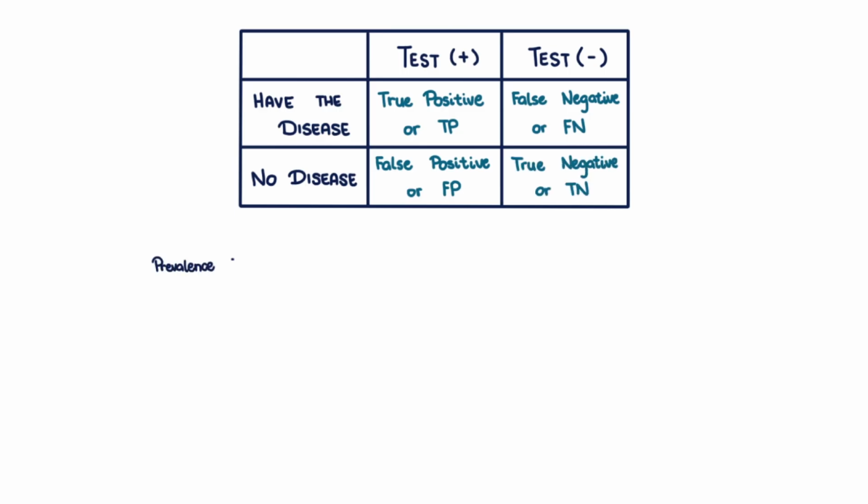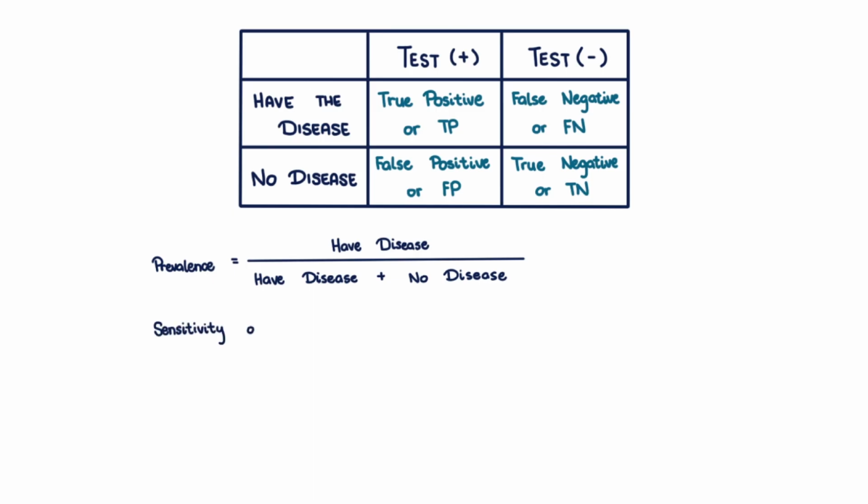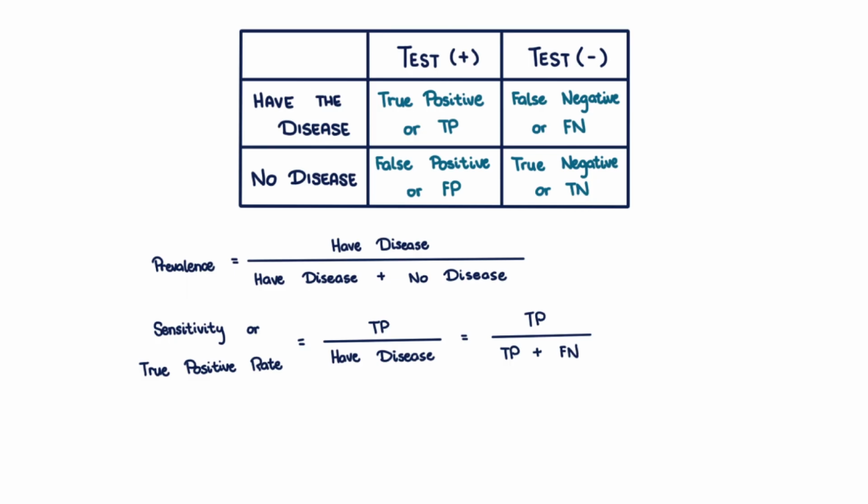The prevalence is the number of patients that have the disease over the sum of those that have the disease and those that don't, or pretty much the total population in the sample problem. Sensitivity, also known as true positive rate, is the number of true positives over those that have the disease, or the number of true positives divided by the sum of the true positives plus false negatives.